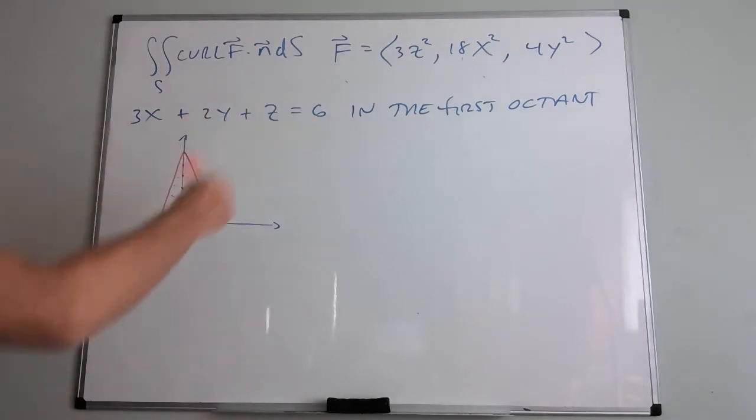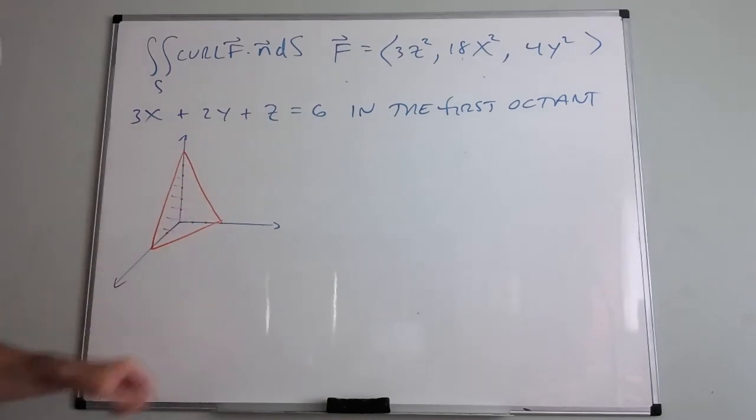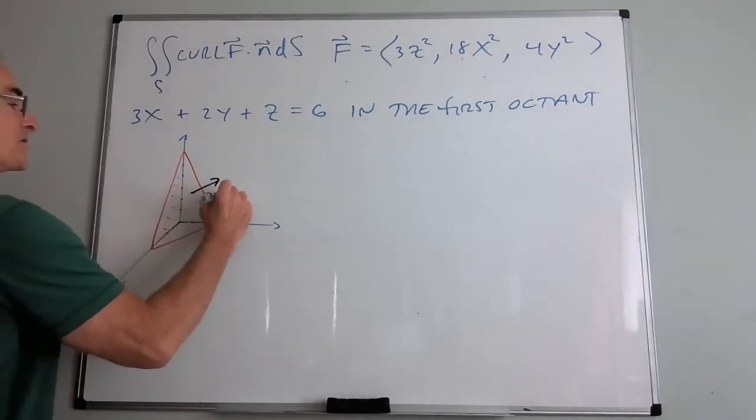This does not go on forever. I'm cut off by the XY, XZ, and YZ planes. So my normal vector clearly is going to point in this upward direction.